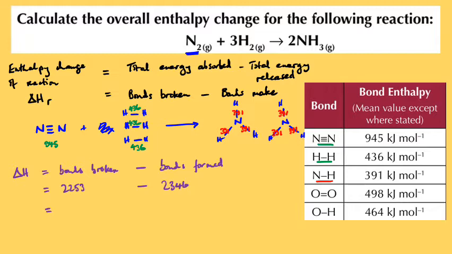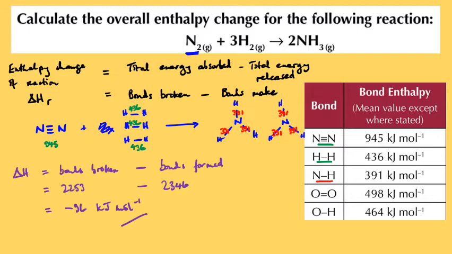And when you do that little bit of subtraction, you're going to get minus 96. But let's remember our units, kilojoules per mole. And so that's our answer. That is the overall enthalpy change for that reaction, minus 96 kilojoules per mole.